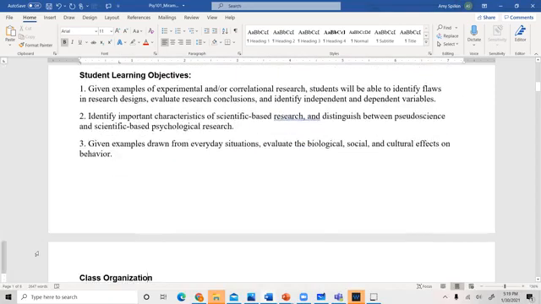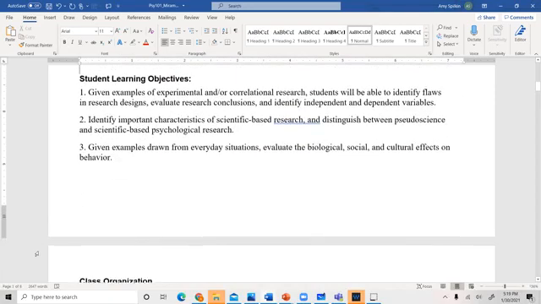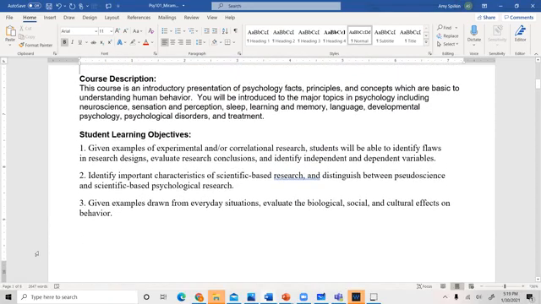All right, so this is an introductory course that's going to present different aspects of psychology, and we're going to cover the major topics in psychology: neuroscience, sensation and perception, sleep, learning and memory, language, developmental psychology, psychological disorders, and treatment. This syllabus is also posted on Canvas, so you're welcome to go ahead and read through these learning objectives on your own.